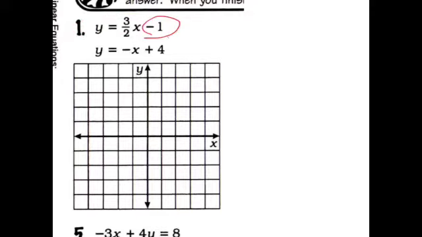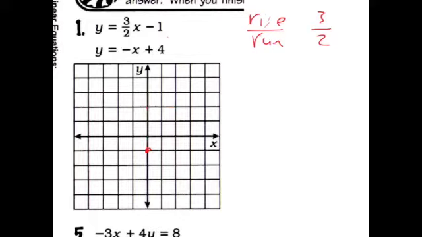The number not with x is your y-intercept, so you go right to your y-axis and put a point right on there at that number. And then you can use your slope to help you get another point. This is a slope of 3 over 2, so that's a rise of 3 over a run of 2. And so I'm going to go up 3, right 2, and that'll give me my next point that I can use.